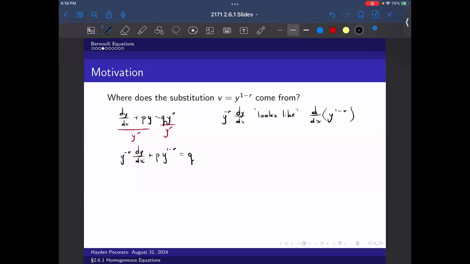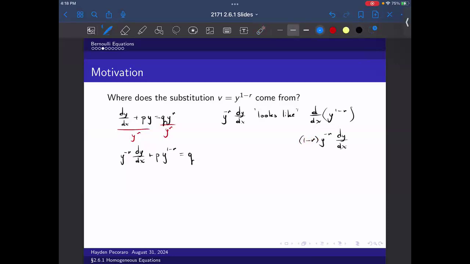Except it's missing a little bit of stuff. All right, so it looks like the result of a chain rule, implicit differentiation, something like that. If I take the derivative of this, what do I get? 1 minus r y to the minus r dy dx. Oh, okay. So this is the factor that's missing here, that 1 minus r in front.